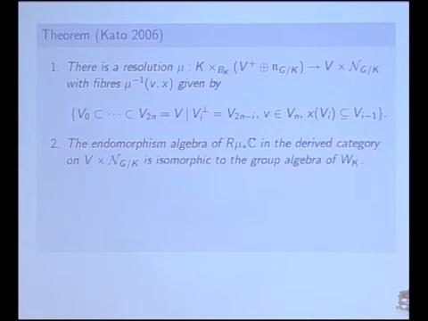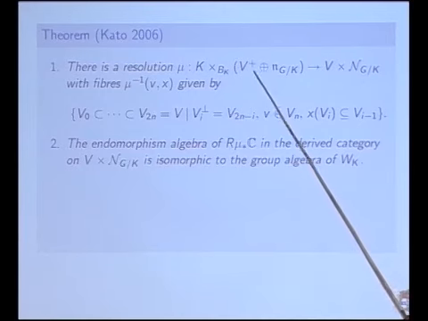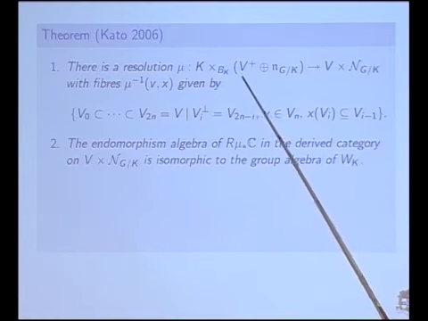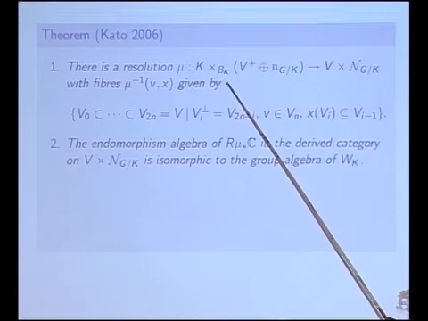And once again, he proves that this resolution has the nice property that when you push forward the trivial constant sheaf in the derived sense, you get something whose endomorphism algebra in the derived category is isomorphic to the group algebra of WK.